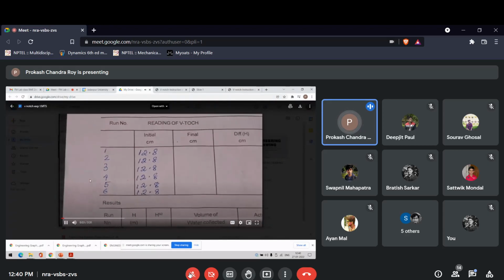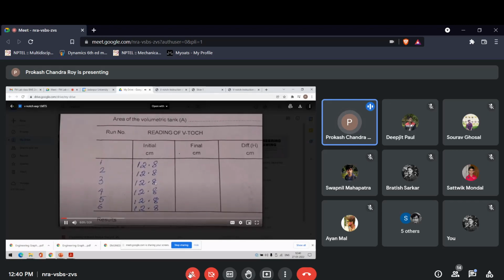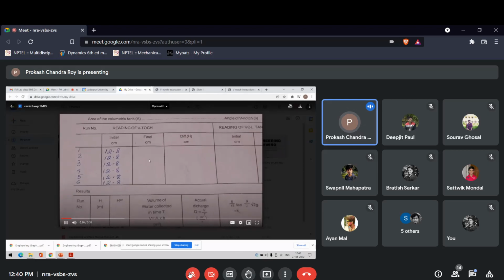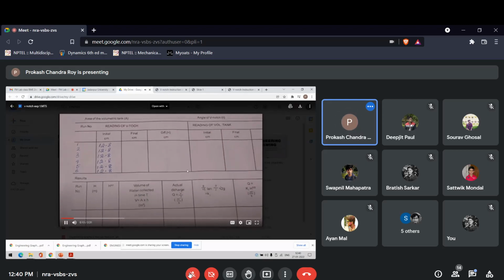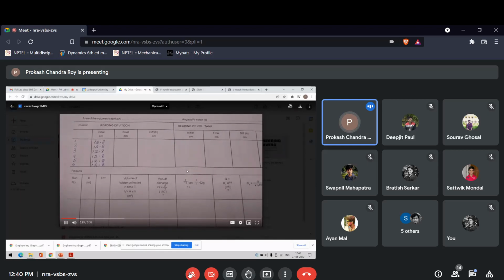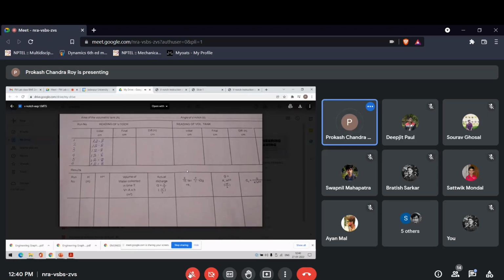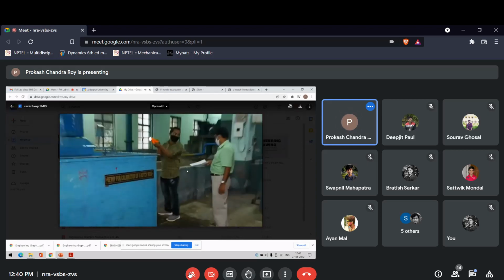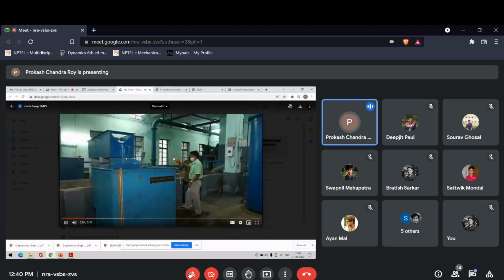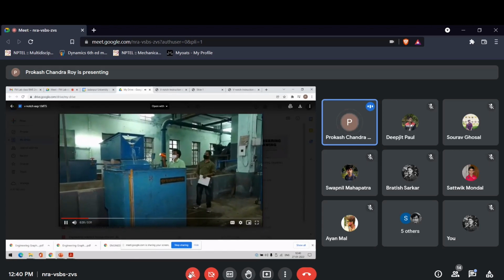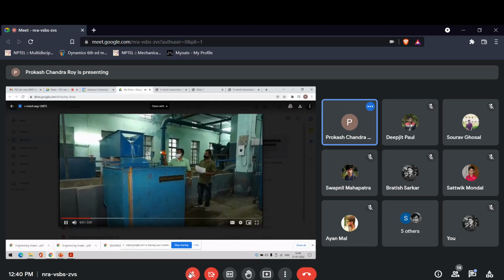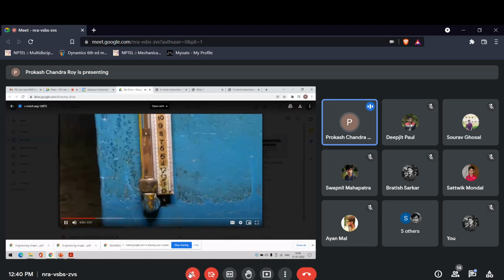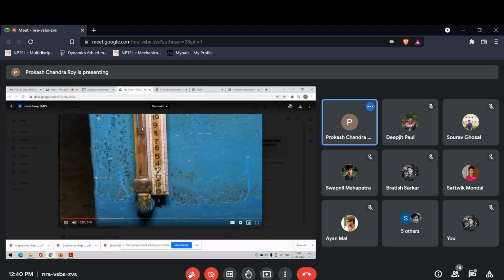So these are the initial position of the crest. We need to measure the final one. Here we will take 6 readings. So this is a volumetric tank. This is the notch. We will pass water through this notch. This is the piezometer for the volumetric tank, and this is the initial position of the piezometer.